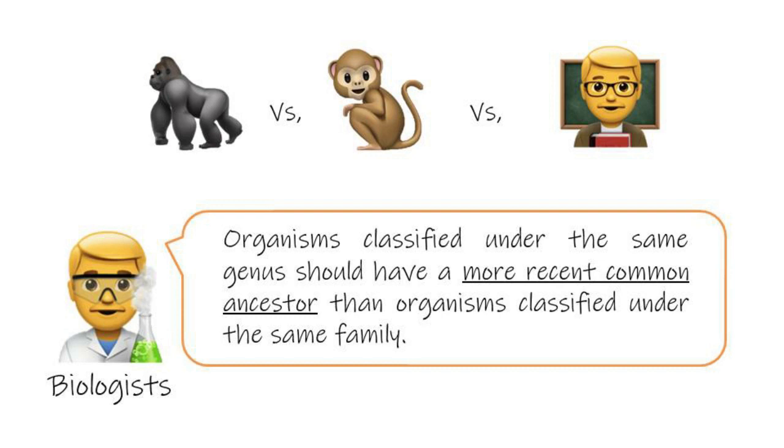Common chimpanzees, Pan troglodytes, and bonobos, Pan paniscus, belong to the same genus. They have a closer phylogenetic relationship than either has with humans, Homo sapiens.